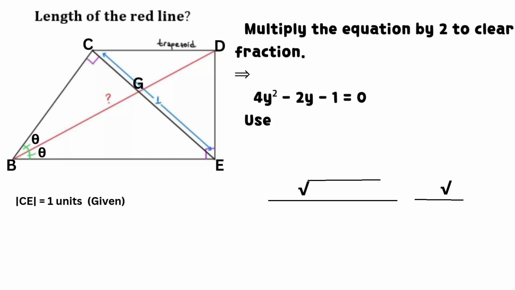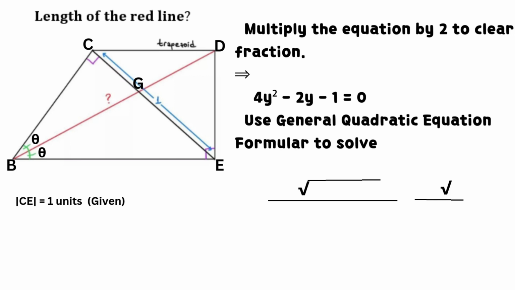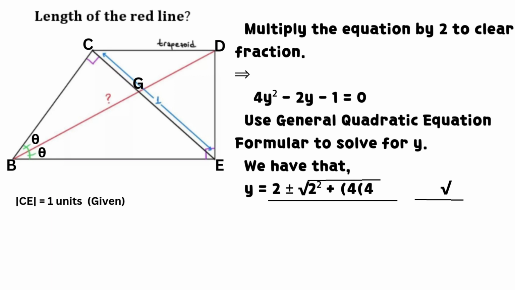Multiply the equation by 2 to clear the fraction. It implies that 4 times the square of y minus 2 times y minus 1 equals 0. Use the general quadratic equation formula to solve for y. We have that y equals 1/4 of 1 plus or minus the square root of 5, after substitution and simplification of values.